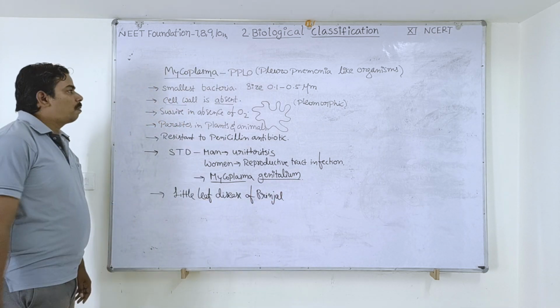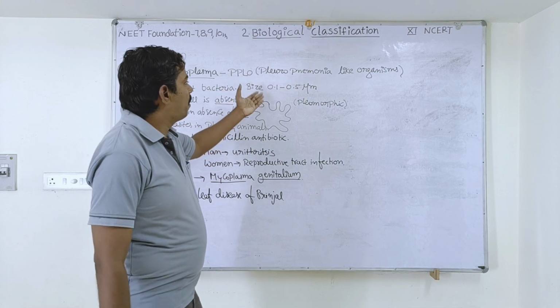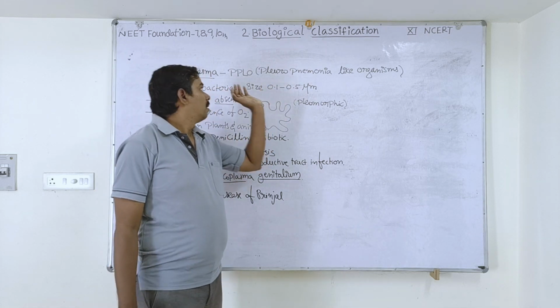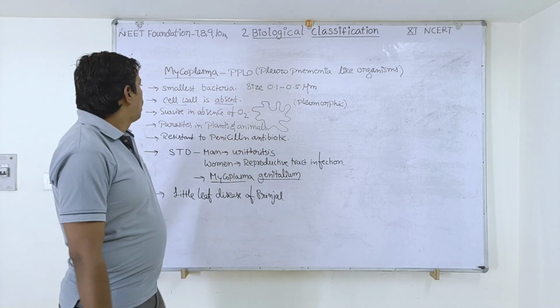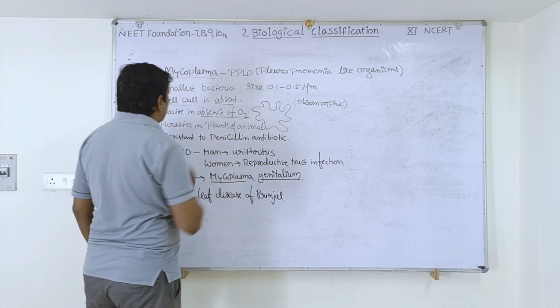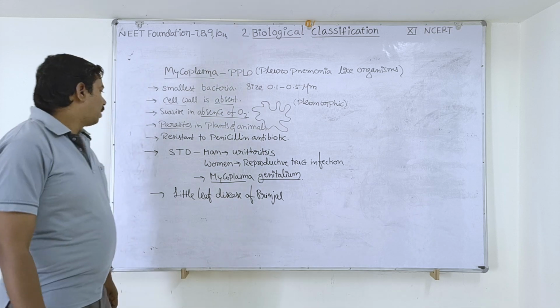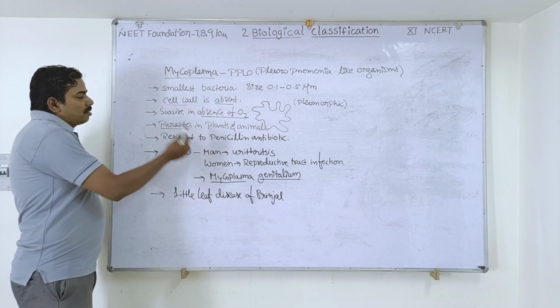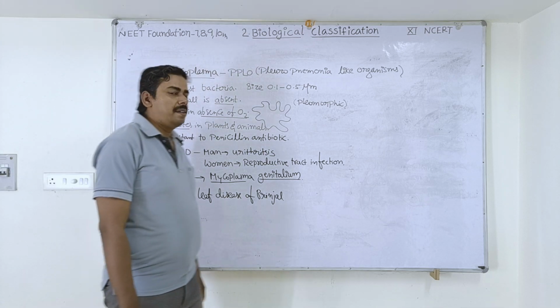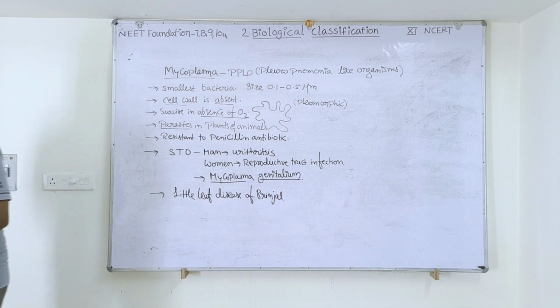So what are the points of Mycoplasma, students? They are the smallest bacteria ranging from 0.1 to 0.5 micrometers. They are also called PPLOs, and cell wall is absent. They can survive in absence of oxygen, and they are parasites in both plants and animals. Okay, and they are also resistant to penicillin antibiotic. Come on, note down this, students.